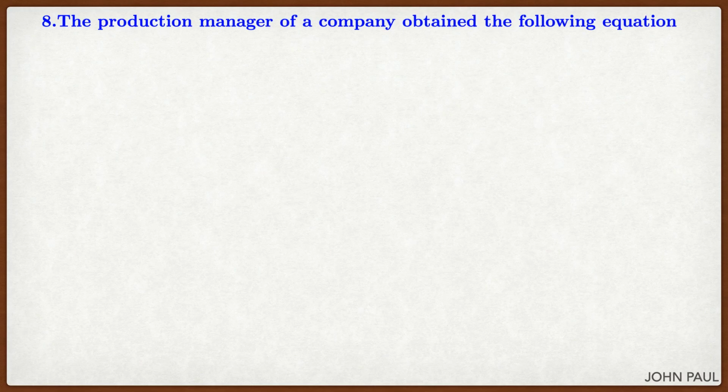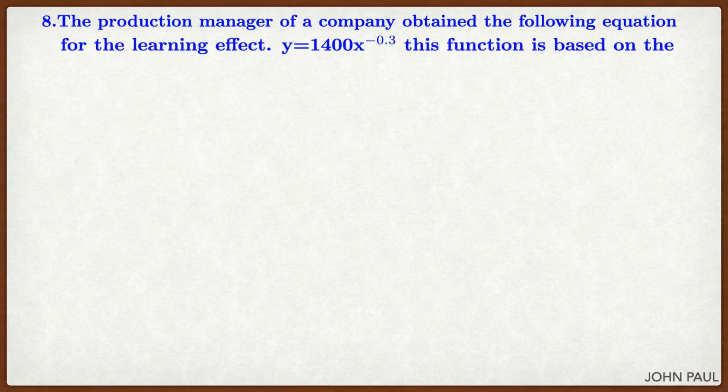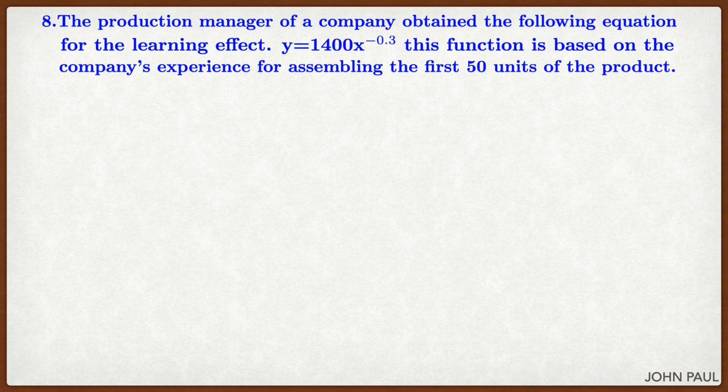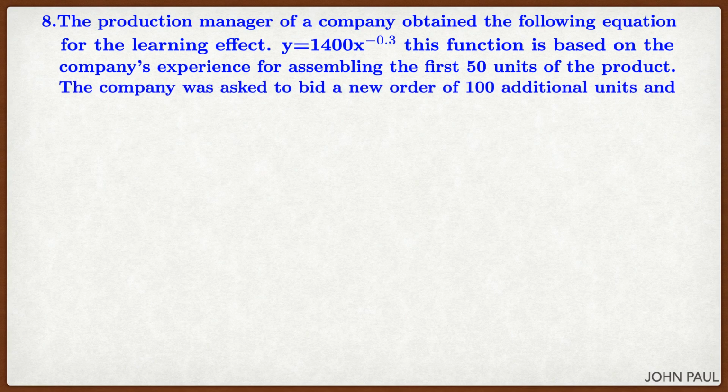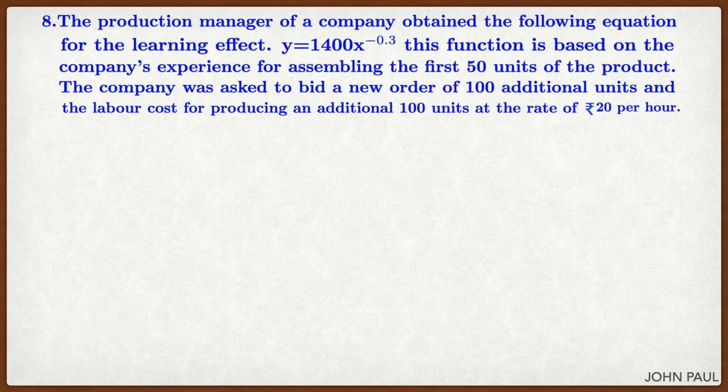The production manager of a company obtained the following equation for the learning effect: y equal to 1400 x power minus 0.3. This function is based on the company's experience for assembling the first 50 units of the product. The company was asked to bid a new order of 100 additional units, and the labor cost for producing an additional 100 unit at the rate of rupees 20 per hour.